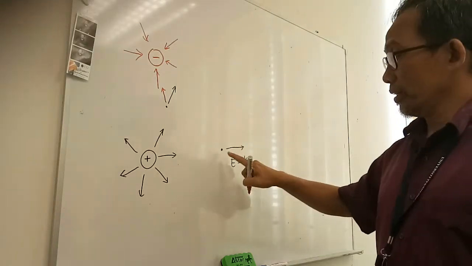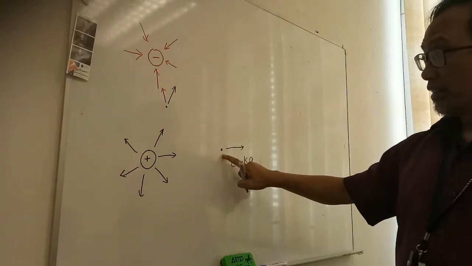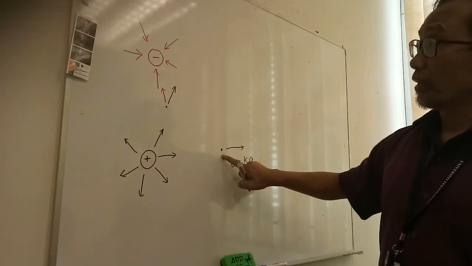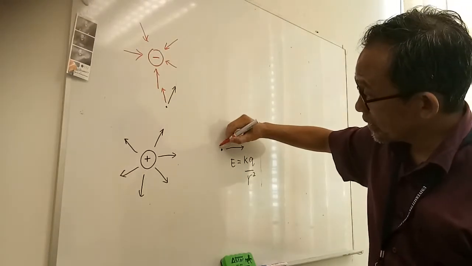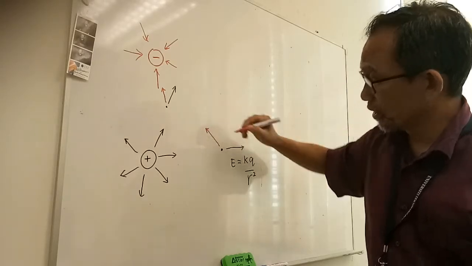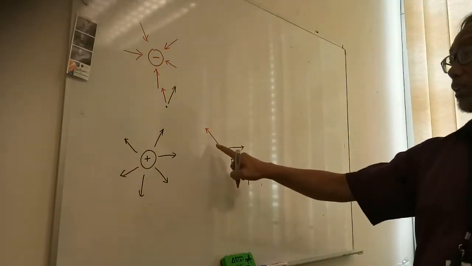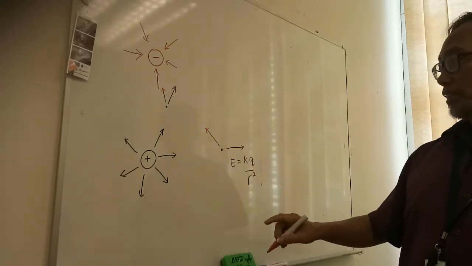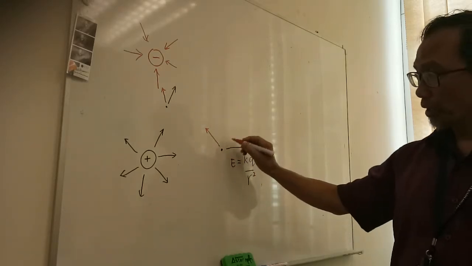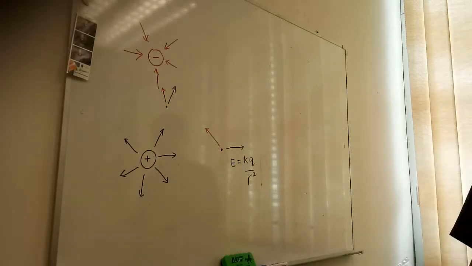And if you pick a point here, then the field generated by the negative charge would be directed in that direction. So the total field at that point would be a combination of this and this. So it might go somewhere in between the two directions.